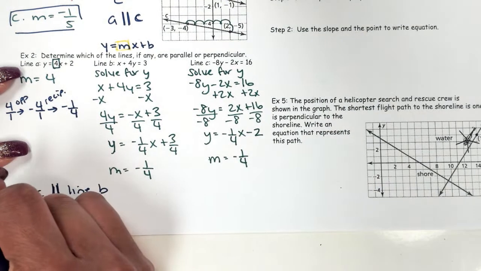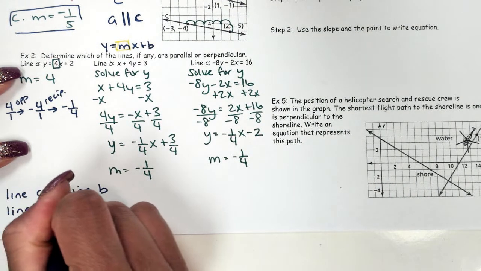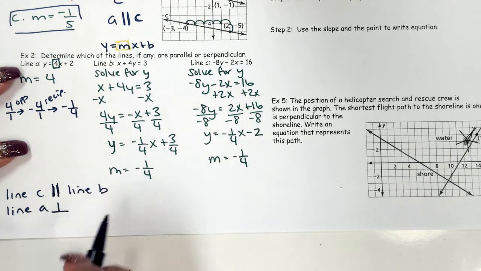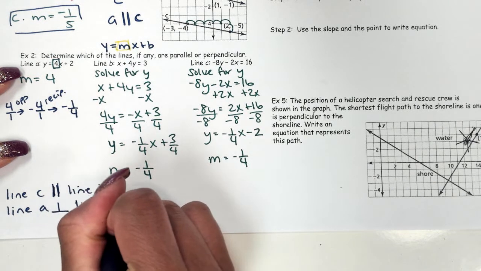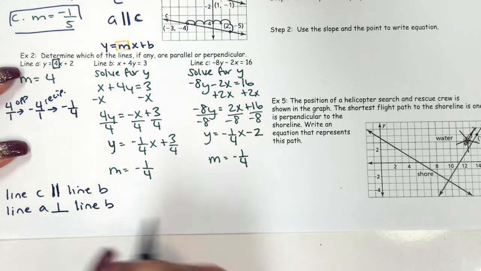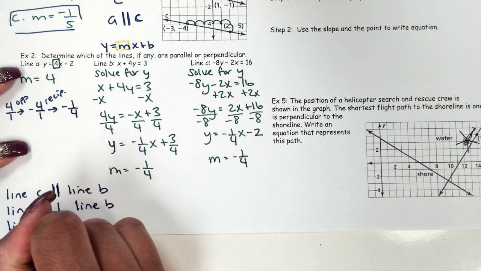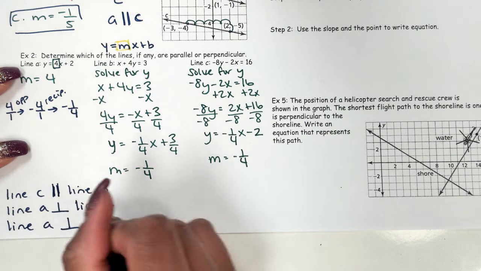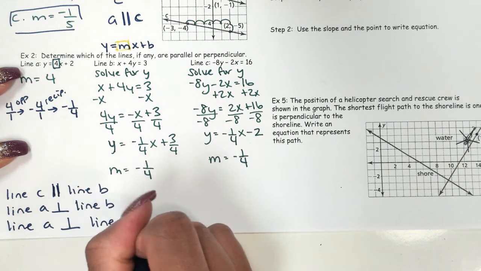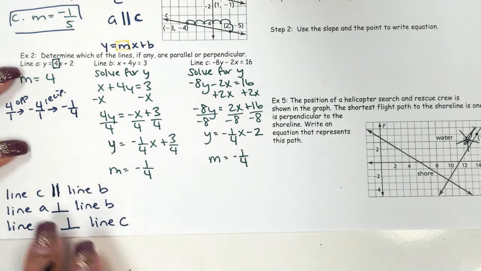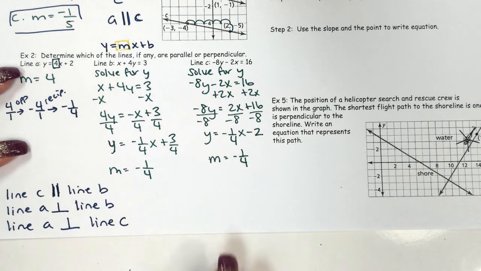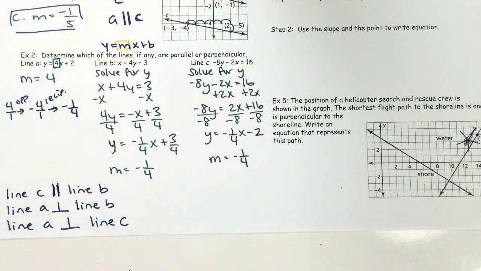So we'd say line A is perpendicular, so symbol for perpendicular, to line B. And then we also have line A is perpendicular to line C. Okay, so those we can tell are what's parallel and what's perpendicular. Now we're going to go on to example 3. Feel free to pause at any time if I'm going too fast.